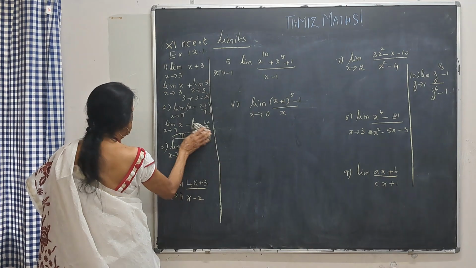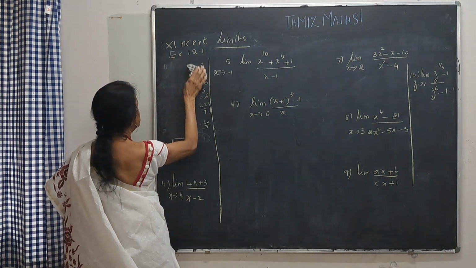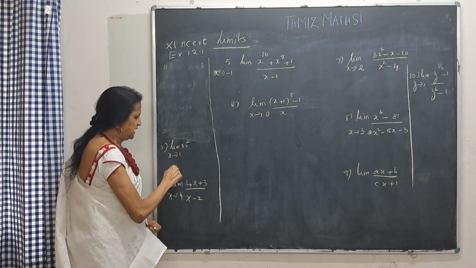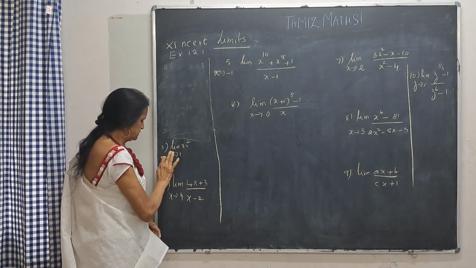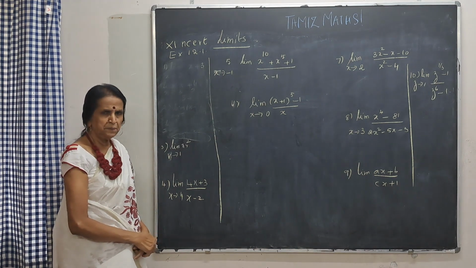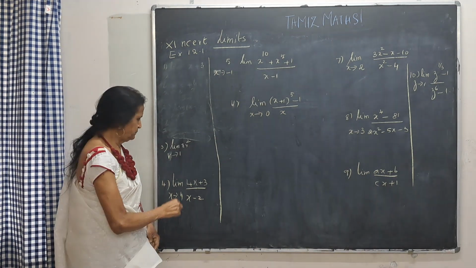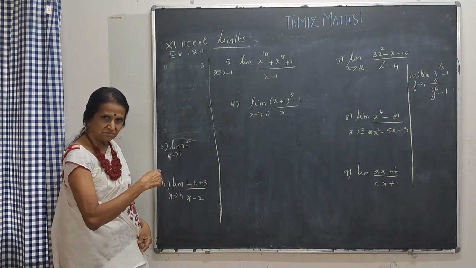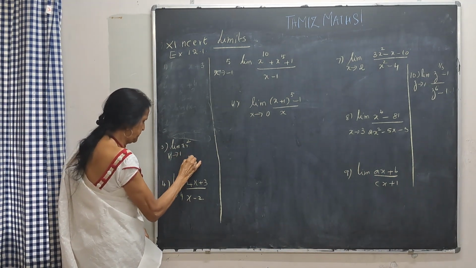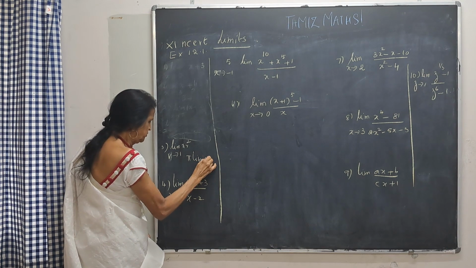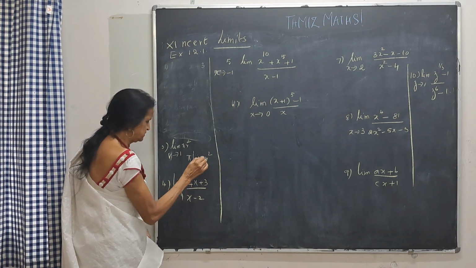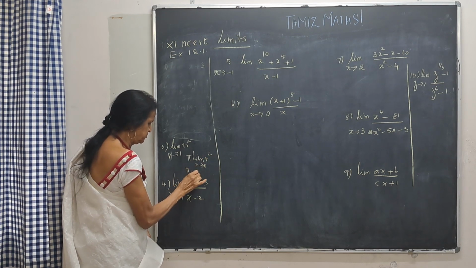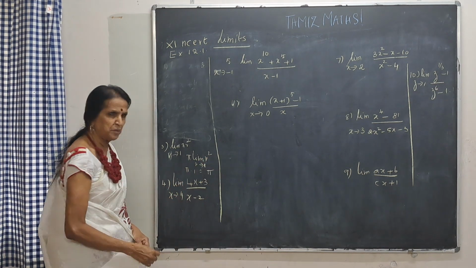Problem 3. Limit pi r square, r tends to 1. Pi is a constant multiple, so if you want, otherwise you can leave. You can write it as pi into limit of r square, r tends to 1. Now you put r as 1, it is 1. So it is pi into 1, that will be pi. This is problem number 3.